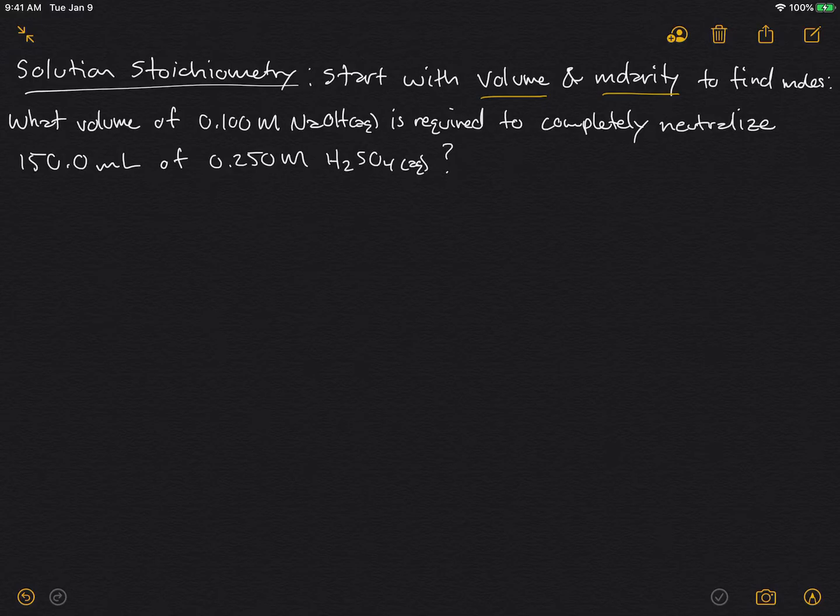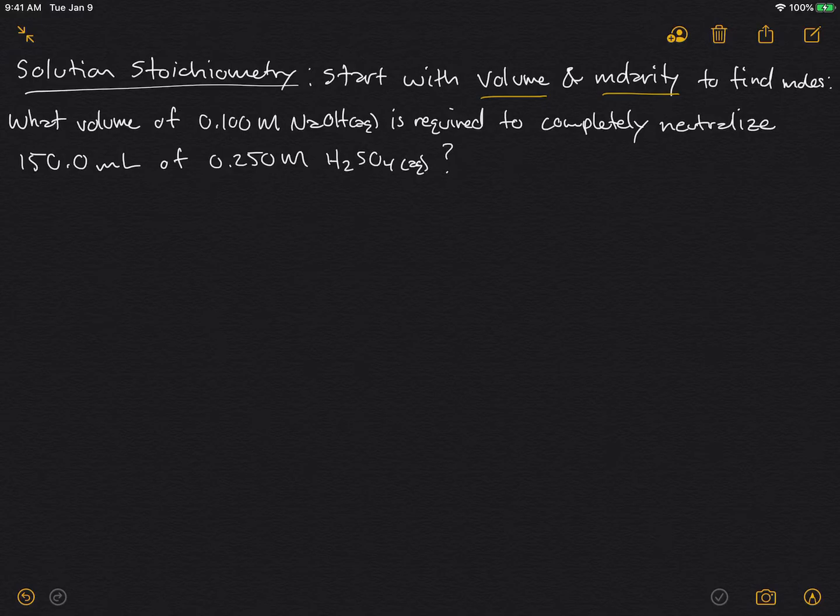This is different from our mass type stoichiometry calculations, where you start with a mass of a reactant and divide by its molar mass to get moles. In this case, if you see a volume and a molarity, multiply those together, and that's how you get moles.